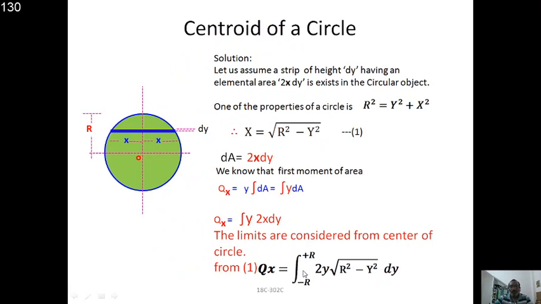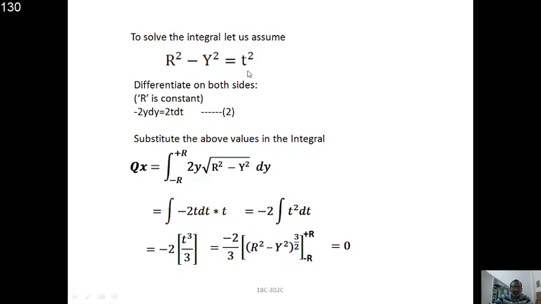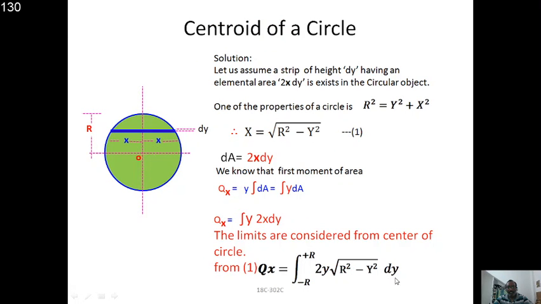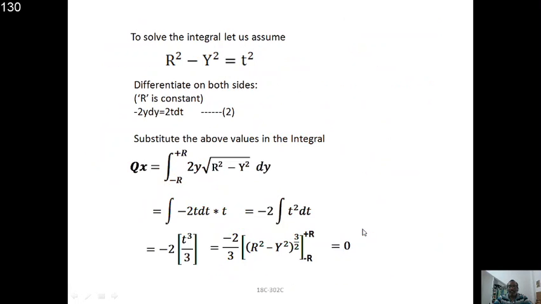So in order to solve this, it has the square root, so it is difficult to solve directly. Hence, in the integration process, we have some shortcuts to solve it. The square root of r square minus y square can be handled by assuming that r square minus y square is equal to t square. It is an assumption to solve the integral, and we differentiate on both sides because I need to replace dy in terms of dt, because you can see here it is dy. When I am replacing r square minus y square as t square, dy also has to be replaced. For that, I need to differentiate this assumed equation.